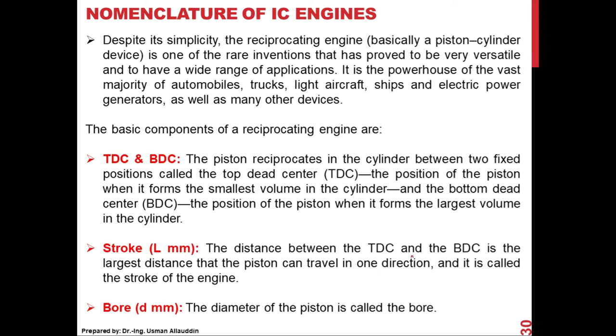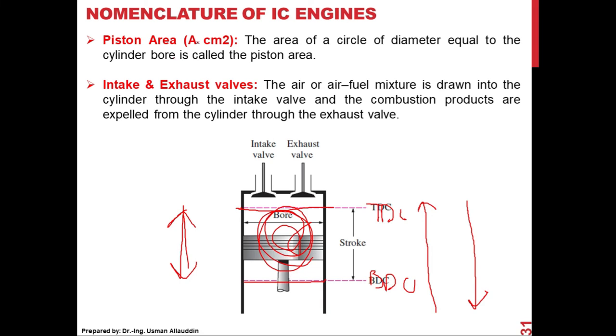Stroke: the distance between TDC and BDC is called the stroke, and it is normally represented by L, in millimeters. The diameter of the piston is called the bore. It is represented by small d, and it is also in millimeters. The piston area is represented by A, in centimeter squared. Let's assume the piston as a cylinder. So what is the area of the cylinder? The area is pi r square, or pi by 4 d square.